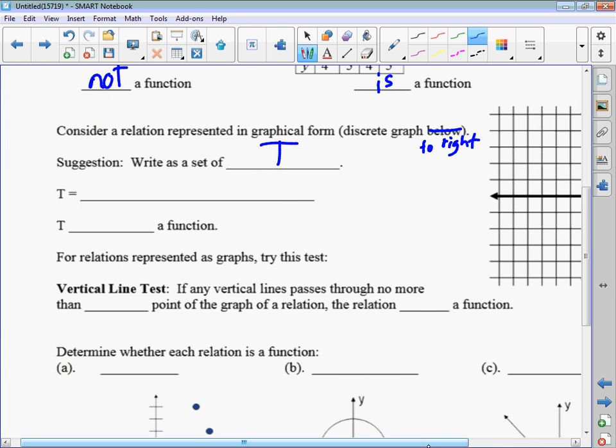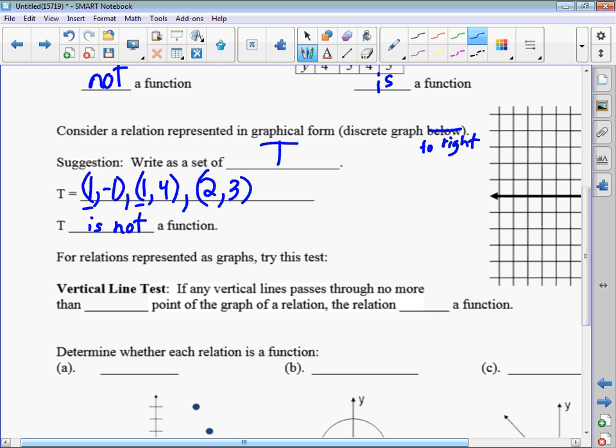We are going to write those right over here where it says T equals, and it is 1, -1, 1, 4, and 2, 3. And now, is T or is T not a function? We see that 1 repeats in the domain, so this is not a function.